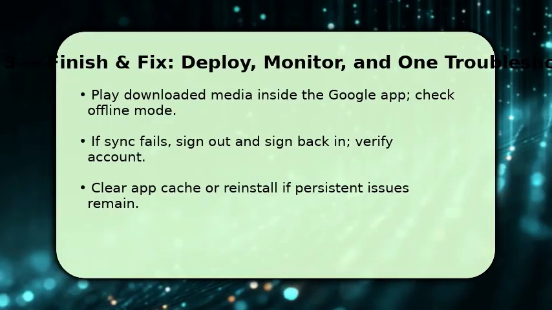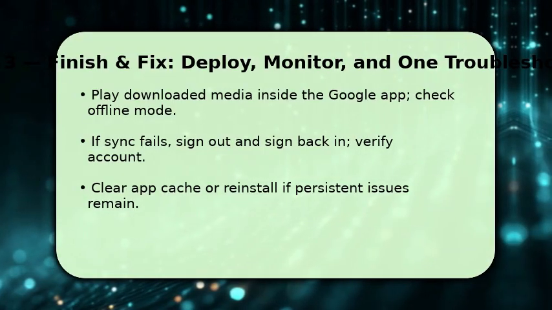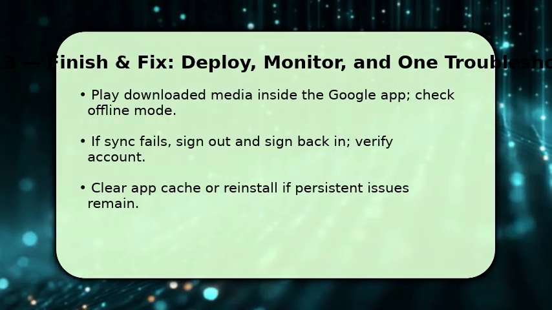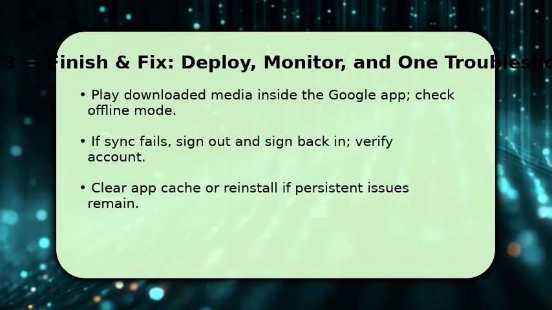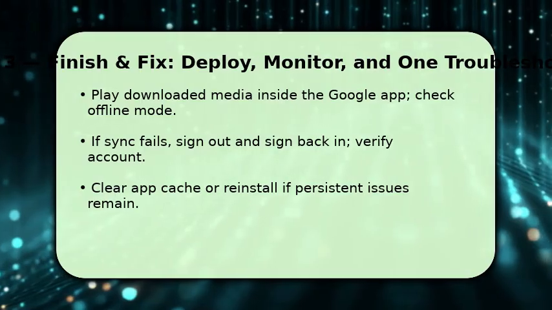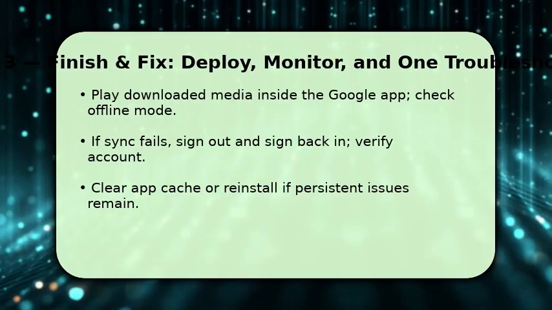If something doesn't appear, sign out and sign back in. This forces a library refresh. If problems persist, clear the app cache or reinstall the app and confirm you're on the same Google account. One key troubleshooting tip: if purchases still aren't visible, check the web Play.Google.com library on desktop.